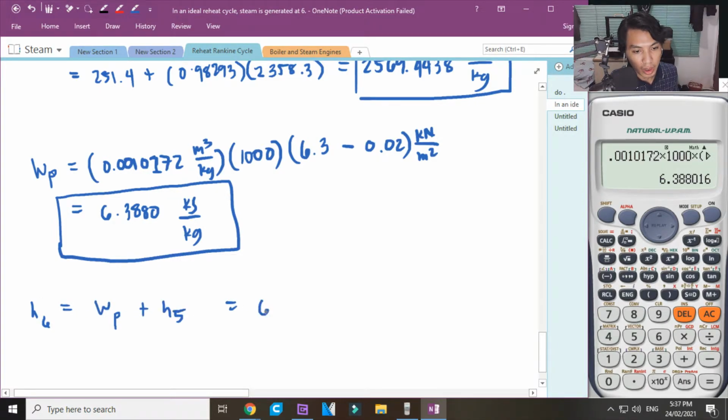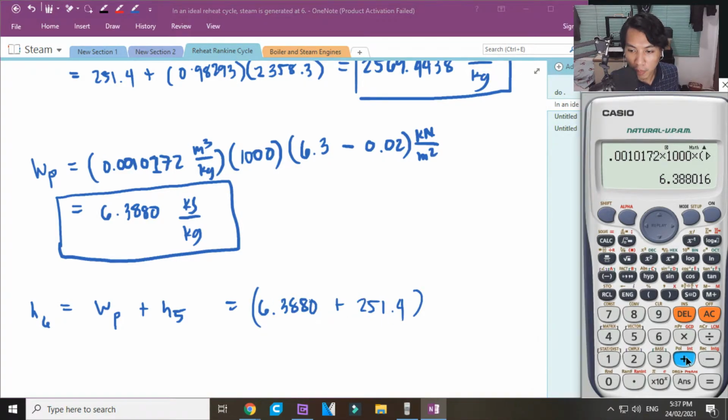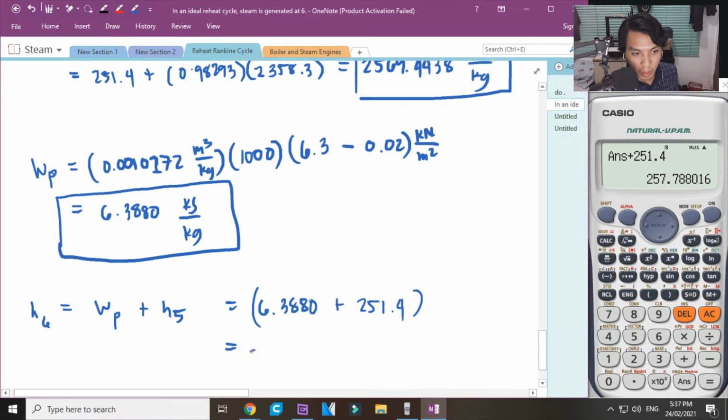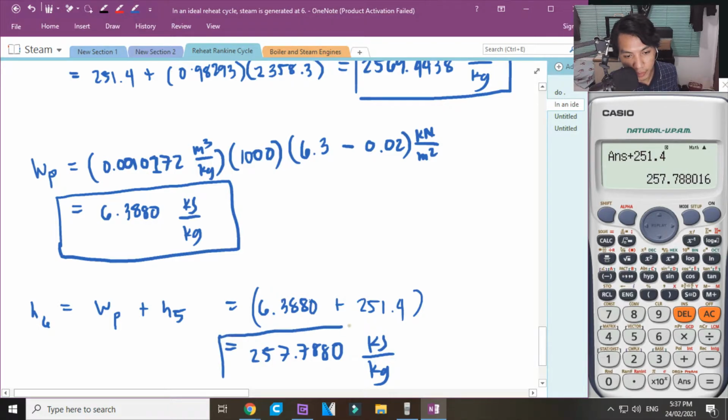So that is 6.3880 plus 251.4. That is 257.7880 kilojoules per kilogram. Okay, we now have all the enthalpies involved in our problem.